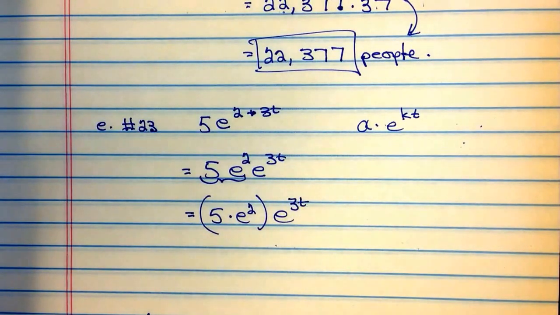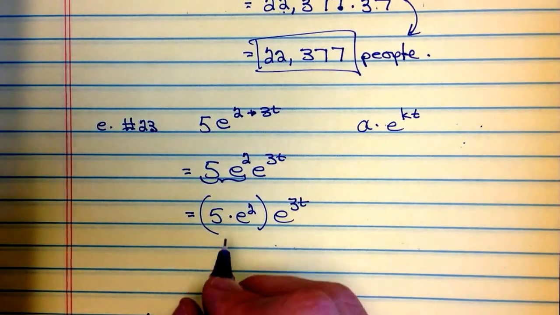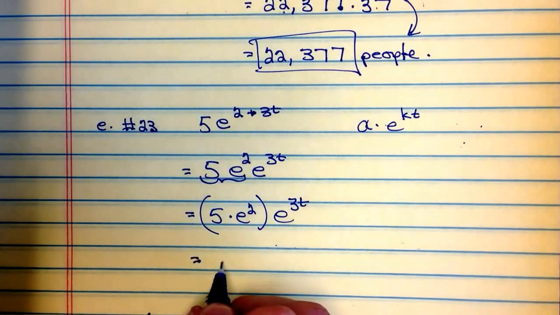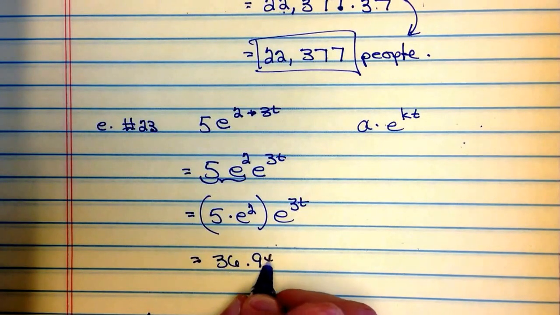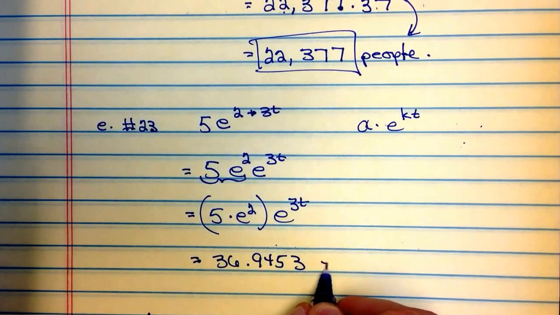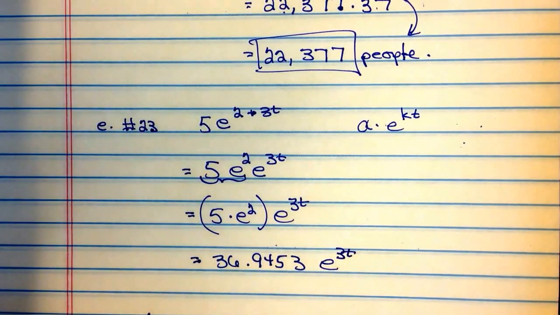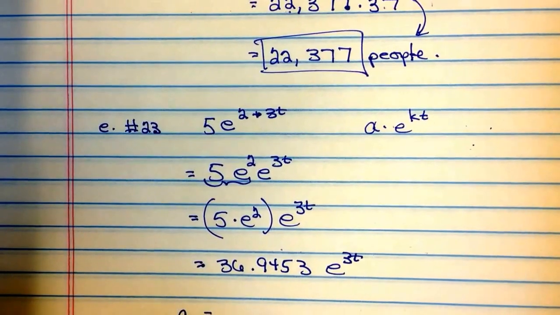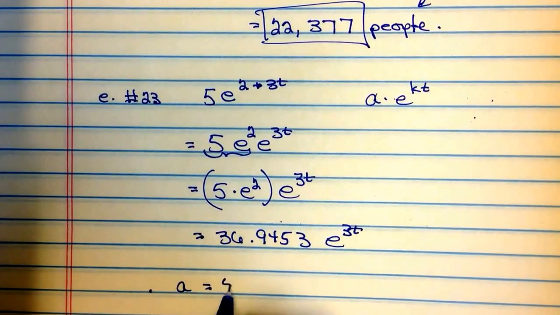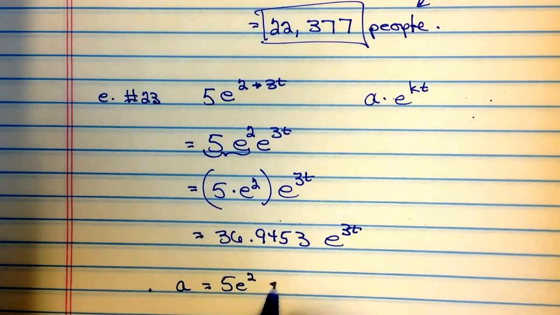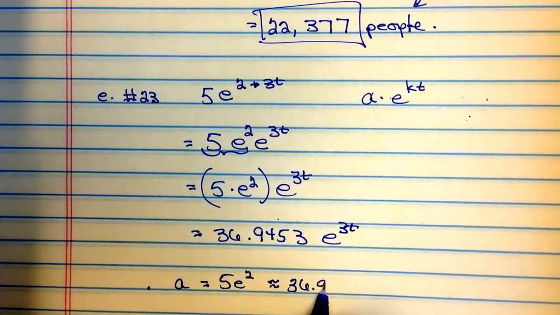So then we just put in our calculator 5 times e squared, and we get 36.9453 times e to the 3t. So A equals 5e squared, which is approximately 36.9453, and our k value is 3.